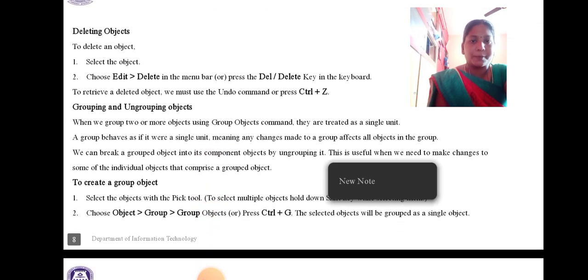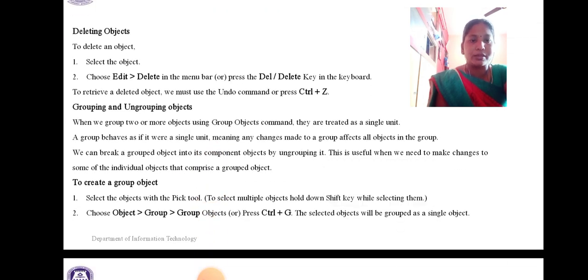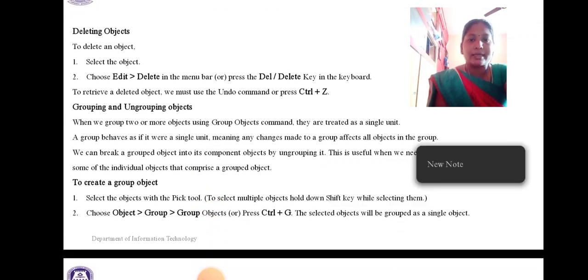Deleting objects. To delete an object, select the object, choose Edit, Delete in the menu bar or press the Del or Delete key on the keyboard. To retrieve the deleted object, we use the undo command or press Ctrl plus Z.